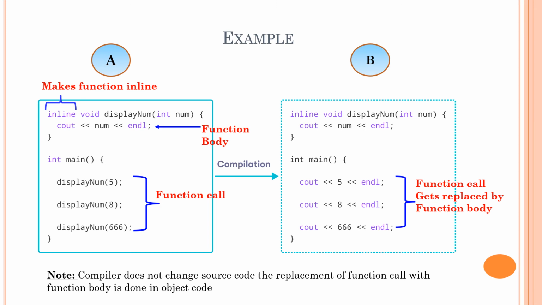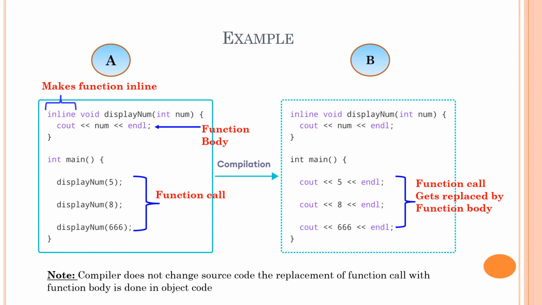So this is a very simple example of an inline function. Here in this example we have created an inline function named displayNum. This function prints a number that is passed as an argument to it. Now in the main function, displayNum function is called 3 times. In the first call, 5 is passed as an argument. In the second call, 8 is passed, and in the third call 666 is passed.